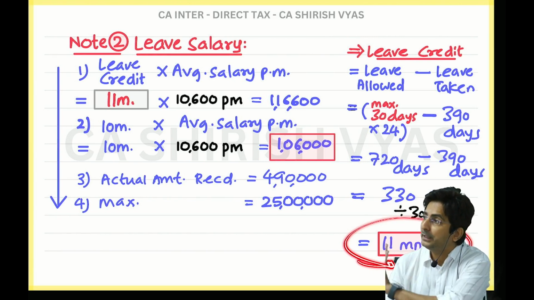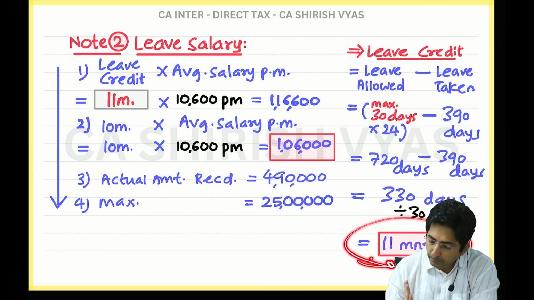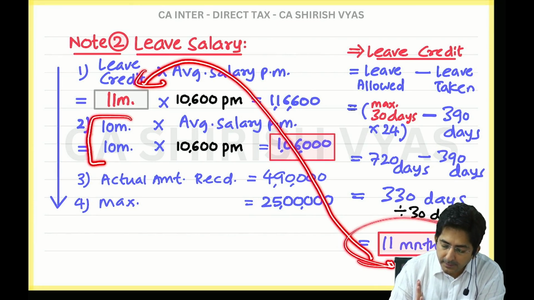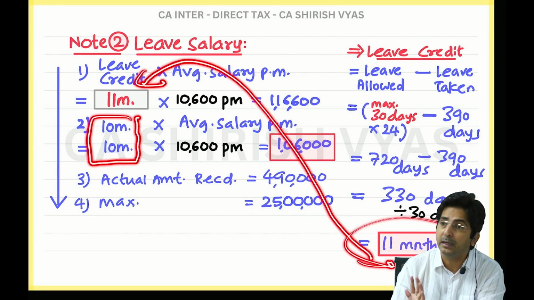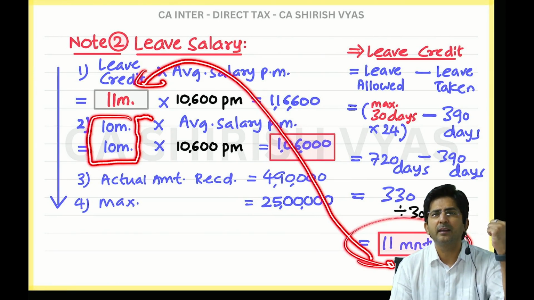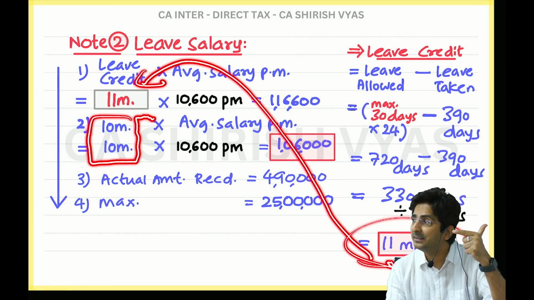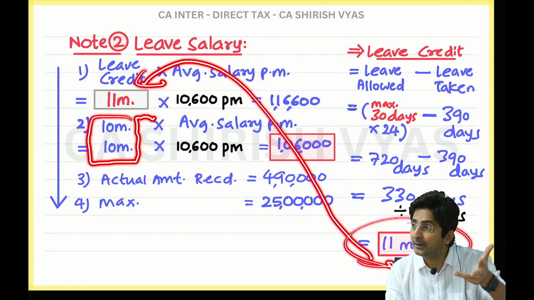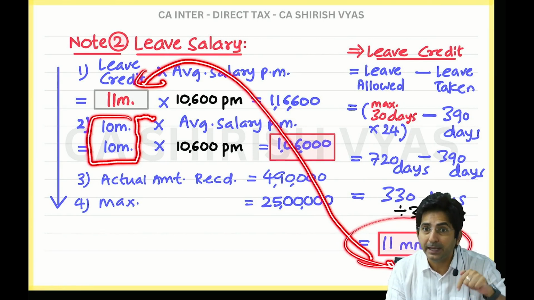So don't do anything to that. You keep 11 months as it is in the formula. Automatically 10 months sitting in the second amount will take care. Because in the formula, who is going to win? Whichever is less. So that 11 months is not going to win. Who wins? Whichever is less. And whichever is less will be 10 months.